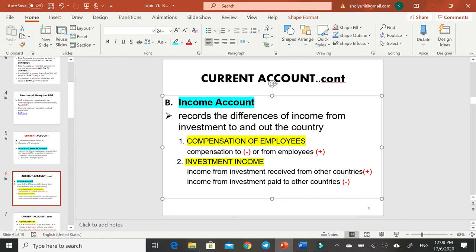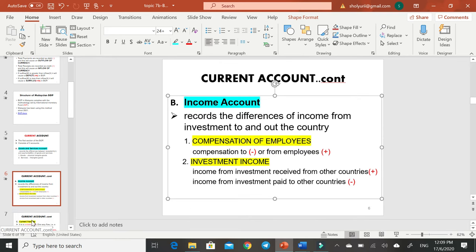Income from investment received from other country, and so this is our Malaysian citizen who bring the money going outside of the country, invest in another country, and they got the income from the investment, so it will be positive. While income from investment paid to other country ni maksudnya foreigner yang datang ke negara kita dan invest duit dia, dia dapat pulangan, dia bawa balik. So that one will be recorded as negative. Okay.